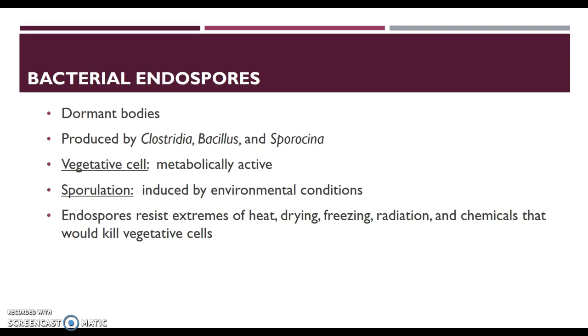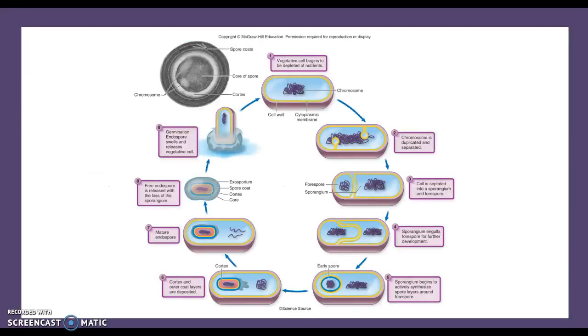The vegetative cell is the living, metabolically active cell, and then we have sporulation, and this occurs when conditions in the environment change so that the organism can then survive. And we're going to talk about this whole process. So endospores allow an organism to resist extremes like heat, drying, freezing, radiation, and other harmful chemicals that would kill a cell, acid, that kind of thing.